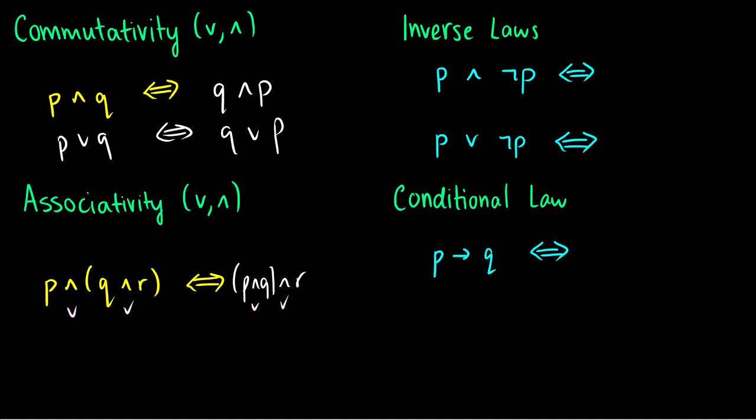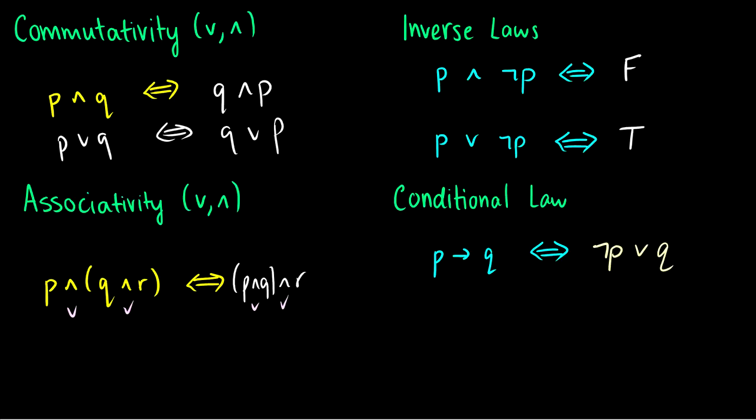Inverse laws. P and not P. This is a contradiction. This is false. We've proved this in the last video. P or not P. This is true. This is a tautology. Once again, we proved it in the last video. The only one that might be a little bit confusing at first is the conditional law, which is that P arrow Q is the same thing as not P or Q.